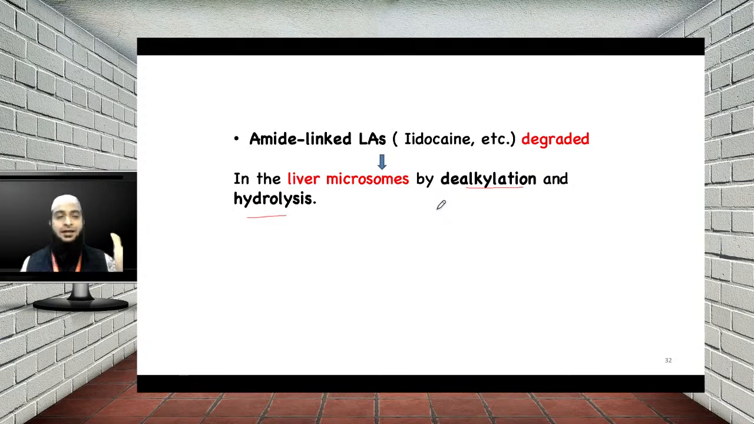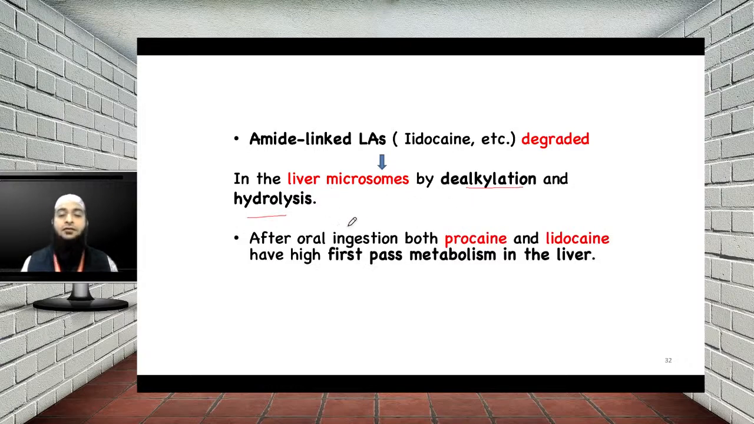Amide link local anesthetics are metabolized by the liver microsomes by the process of dealkylation and hydrolysis. After oral ingestion, drugs like procaine and lidocaine have very fast first pass metabolism in the liver. This is the reason why you are not administering local anesthetic through the oral route. The first reason, obviously, is that you don't want its systemic action, and the second reason is that when you give it through the oral route, there is very fast first pass metabolism in the liver.